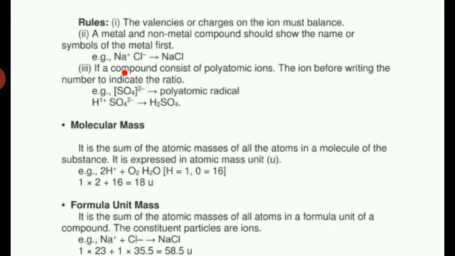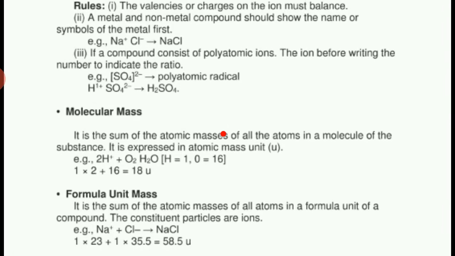If a compound consists of polyatomic ions, then the ion is written in brackets before writing the number to indicate the ratio. For example, SO4 is 2 negative and is a polyatomic radical. When it combines with H, which is 1 positive, we cross multiply: SO4 by 1 and H by 2. So the formula will become H2SO4. I hope that you all have understood this.